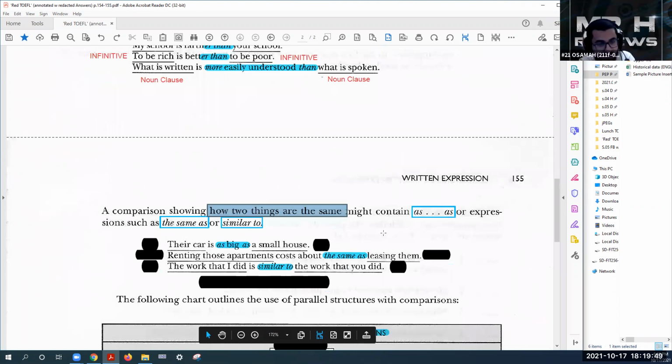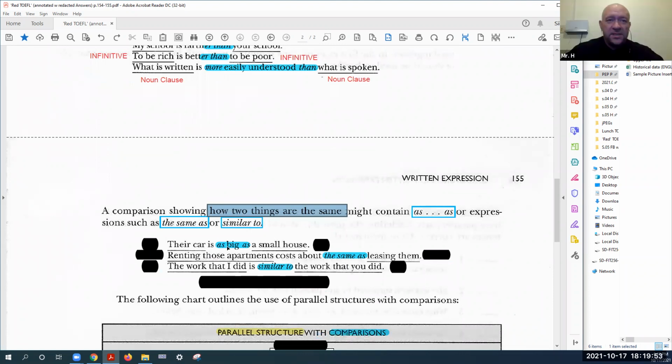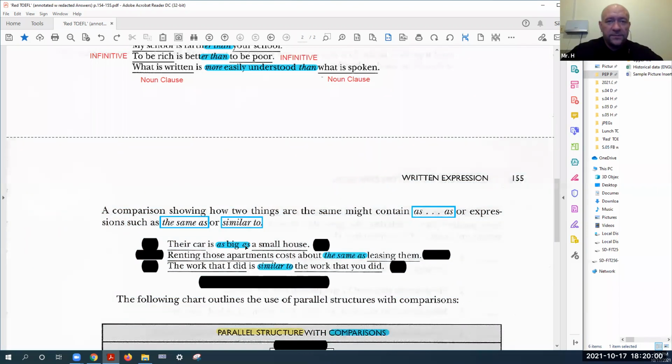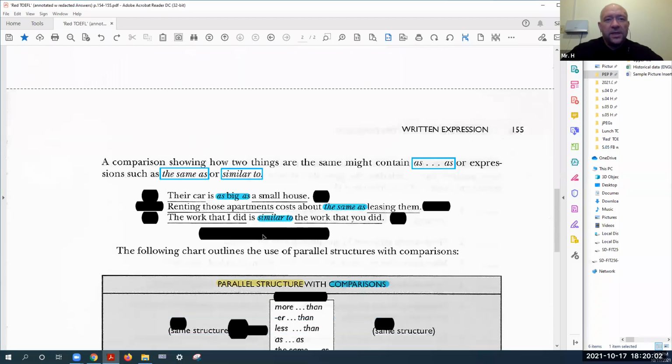Their car is as big as a small house. And what's this in the middle? A comparison. Yeah, it's a comparison. Does it show differences or does it show that two things are similar or the same, right? Similarity. Yes. And before this, we have a verb. And then what are the structures? Tell me the two structures, left side and right.